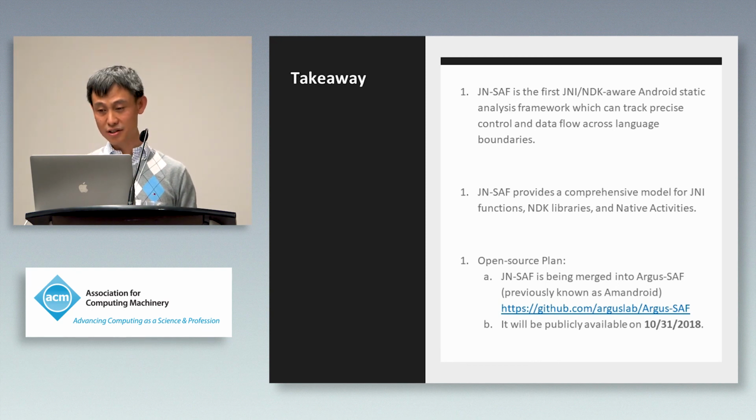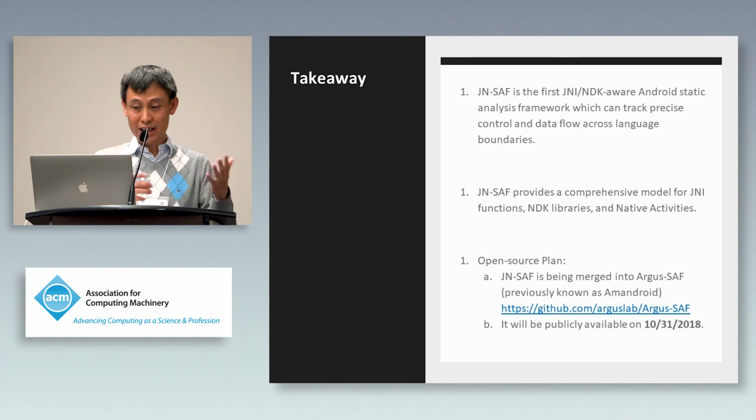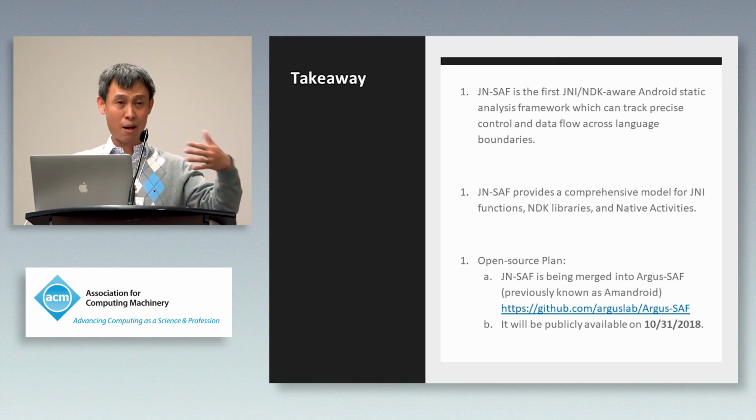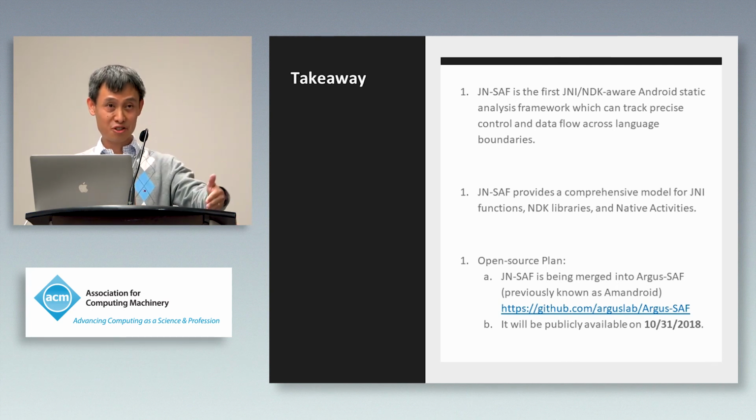This is actually orthogonal to whether it's native or Java. Even for pure Java code, you could also have collusion. Multiple apps can collude, but because this whole thing is built on top of Android, and Android does support analyzing multi-app collusion, that's taken care of there.